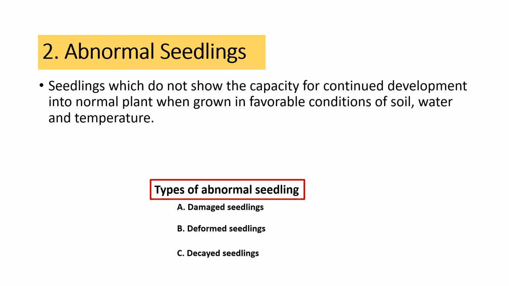And coming to the second one, which is abnormal seedlings. Okay, what are abnormal seedlings? Seedlings which do not show the capacity for continued development into a normal plant when grown in favorable conditions of soil, water, and temperature. So deformity, all kinds of damaged seedlings, deformed seedlings, or seedlings which are decayed are considered abnormal seedlings. So it's classified as such: damaged, deformed, and decayed seedlings.